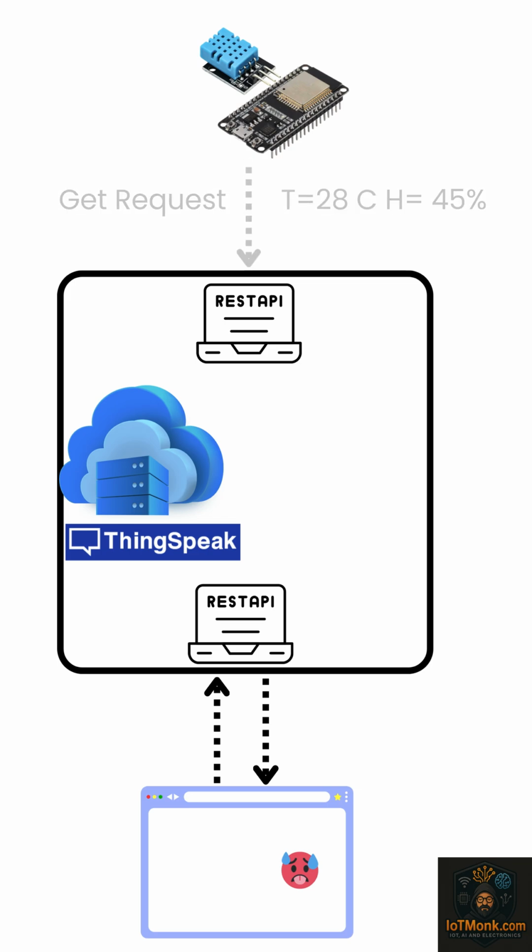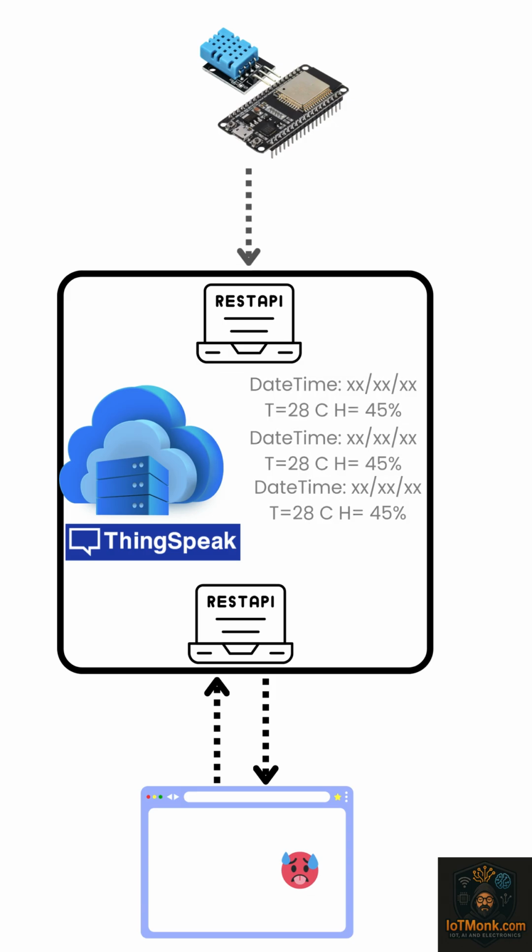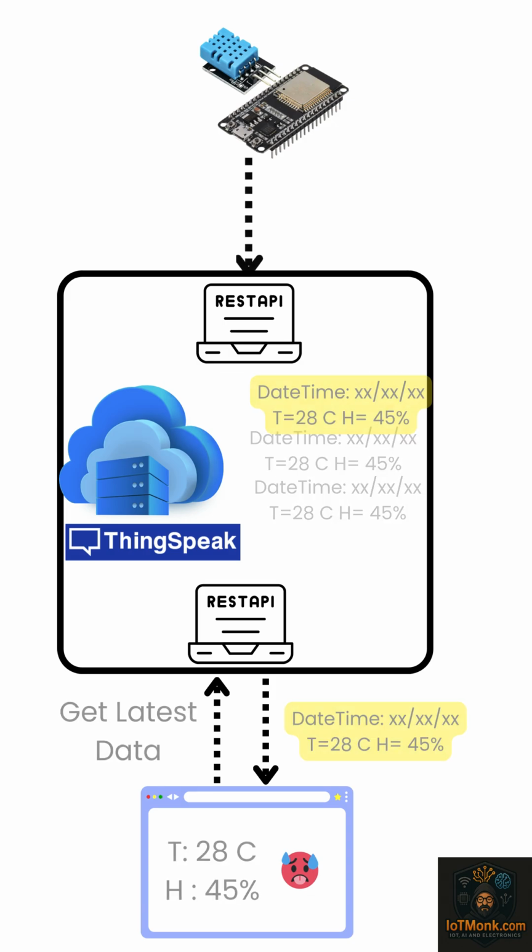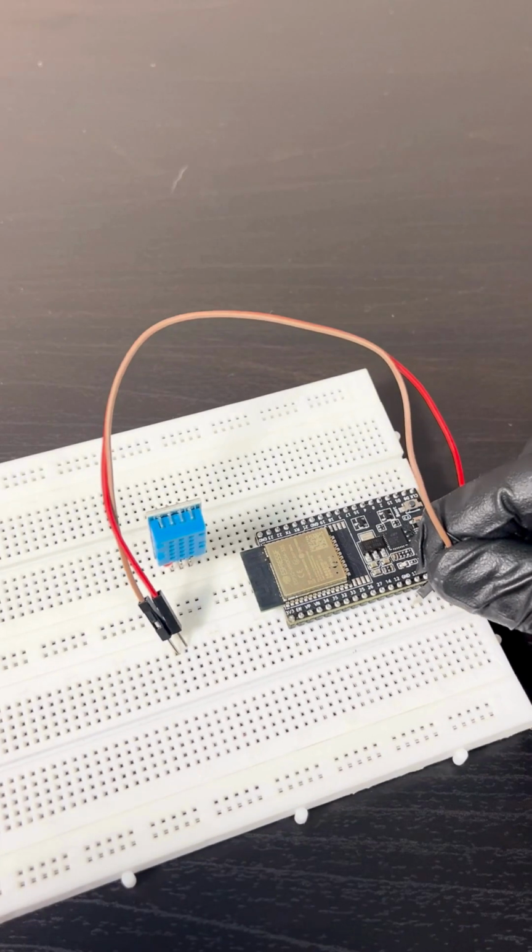So how does this work? The DHT11 sends temperature and humidity readings to the ESP32. The ESP32 pushes that data to ThingSpeak using a GET request. ThingSpeak stores that data, and our webpage then pulls the latest data using their API and it is then shown on the webpage.